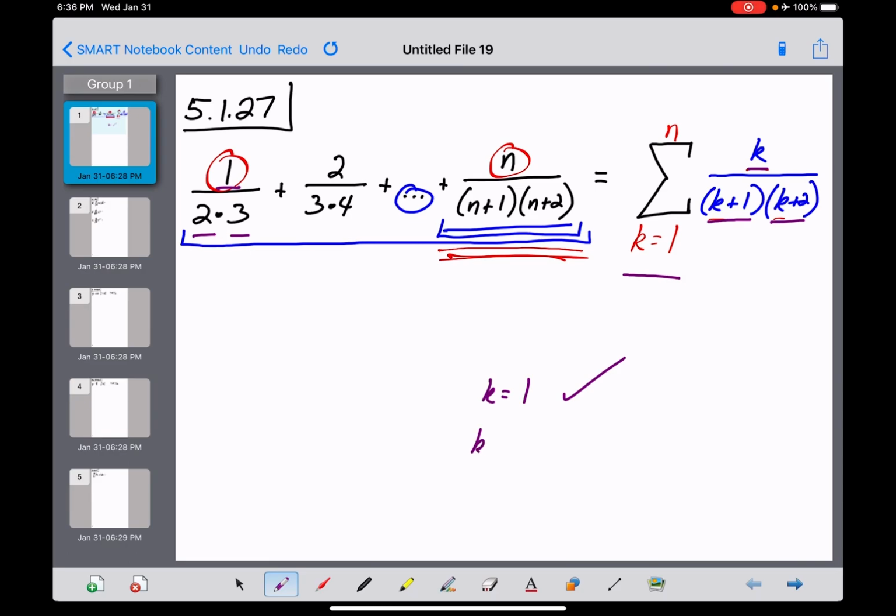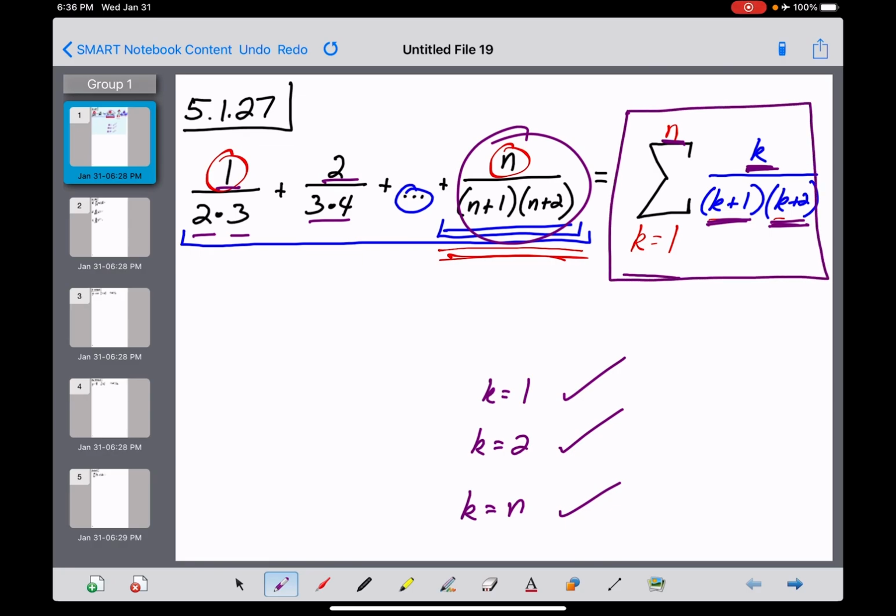Check. Let's check the second term now. What happens when k is 2? My numerator becomes 2. This is a 3, and this is a 4. Yep, 2 over 3 times 4. So it works when k is 2. And now this is silly. Does it work on the last term when k is n? Well, in that one, all I do is I replace all of these k's with n's, and sure enough, I end up right there as well. So I feel pretty confident about this answer right here, guys. The summation from k equals 1 to n of k over k plus 1 times k plus 2.